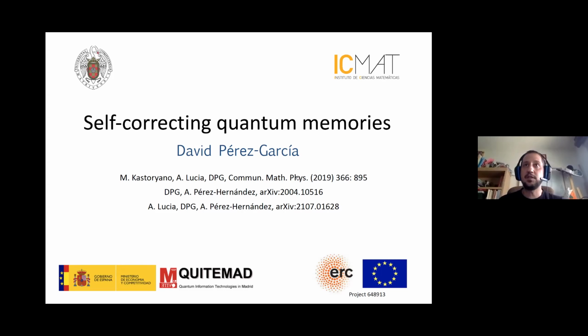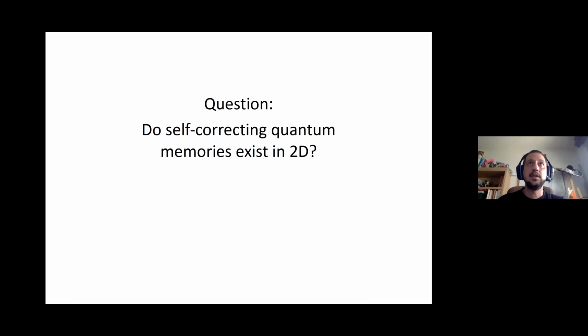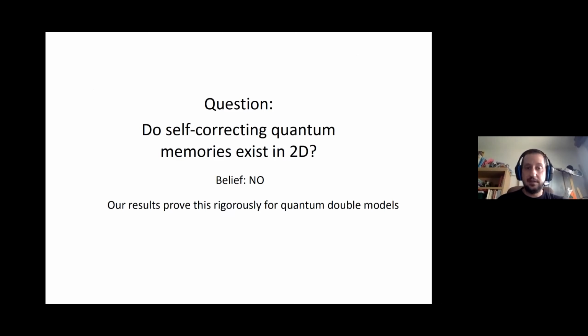So it's based on 3 works that you have the references here. Mainly the last one, the one that was just posted on the arXiv some weeks ago. Okay, so the question we would like to address is whether there exist self-correcting quantum memories in 2 dimensions. The belief is that this is not possible, so they do not exist. And I will explain later what the existing results are so far. And our results will prove this rigorously, at least for a family of models, which are the quantum double models. Okay, so that's the approach.